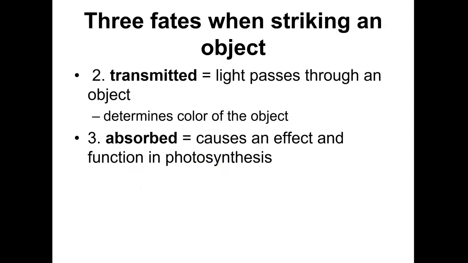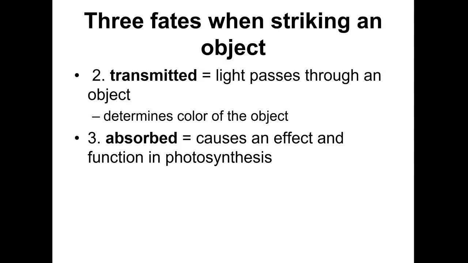The light could be transmitted, and that's where light passes through an object, and it determines the color of that object. So if we're looking at green, then we know it's transmitting green and absorbing all other colors. If that shirt is pink or the flower is pink, it's absorbing all colors but pink and is reflecting pink back. And the third fate, it could be absorbed.